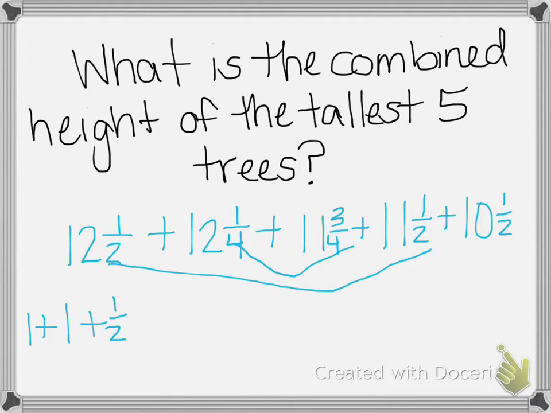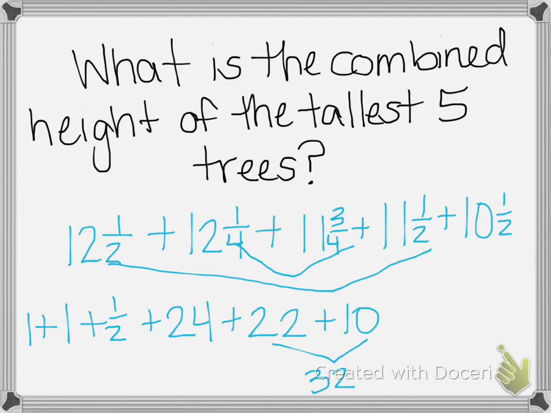12 plus 12 is 24. 11 plus 11 is 22. And then I have 10. So 22 plus 10 is 32. 32 plus 24 is 56. 56 plus 1 is 57, plus 1 is 58. And I have 1/2. So the answer is 58 and a half feet.